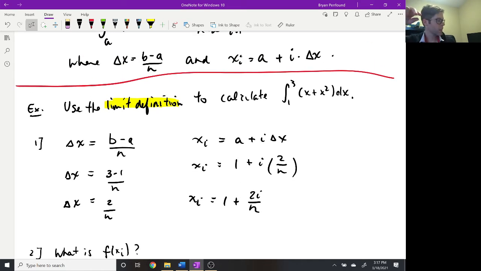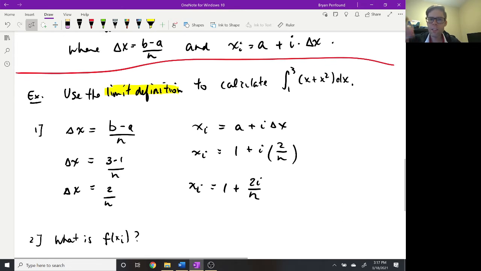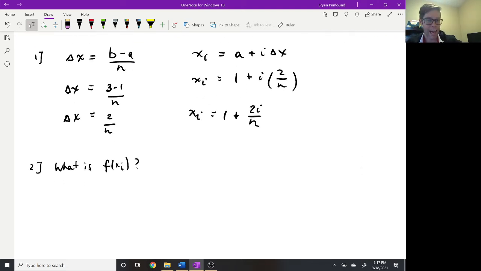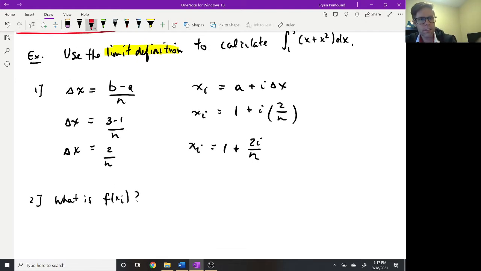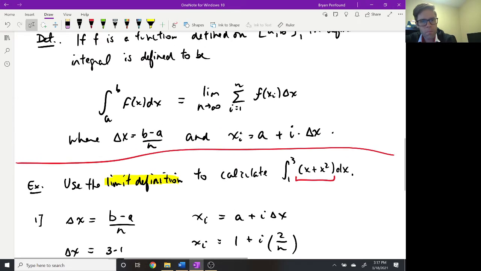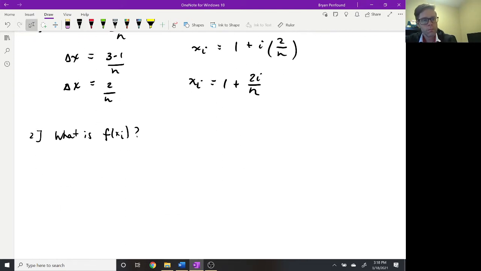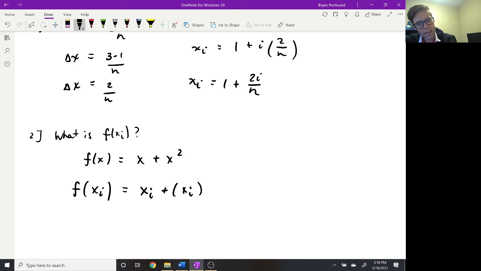Now that I've used the preliminary formulas to find delta x and to find the x values that I need along the x-axis, we're going to ask ourselves, what is the function that we're actually working with here? And if I were to sub in these x numbers that we call xi, what are going to be the outputs? So what does f evaluated at xi actually look like? f of x is given inside the integrand of our integral. So if we scroll back to the definition, f of x is going to be x plus x squared. That means f at xi is going to be xi plus xi squared.